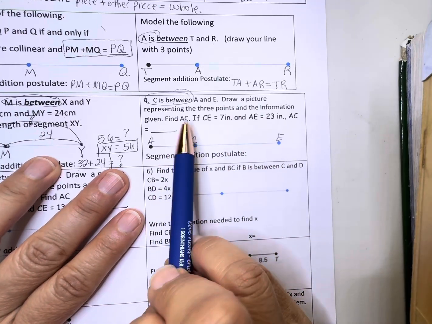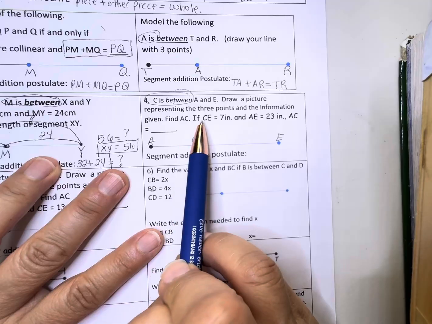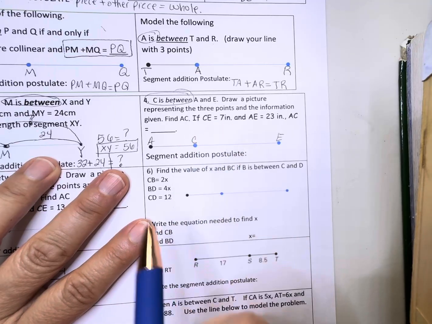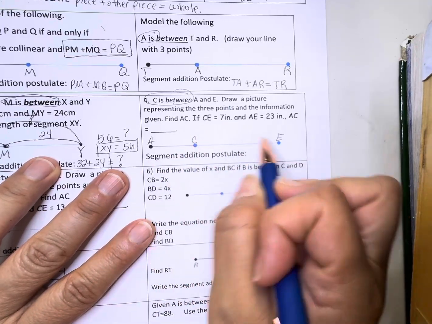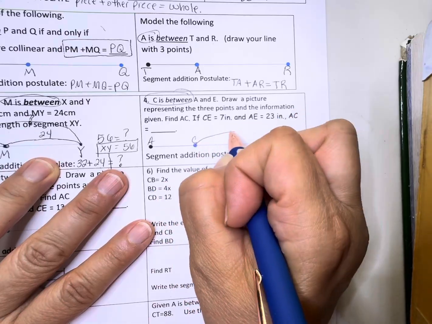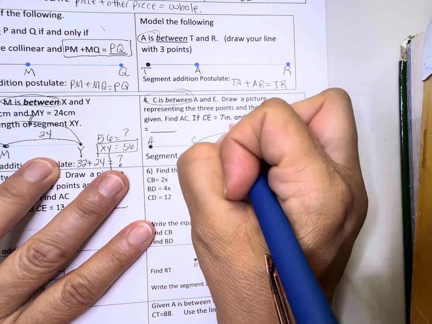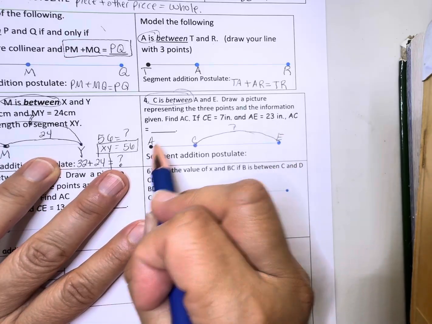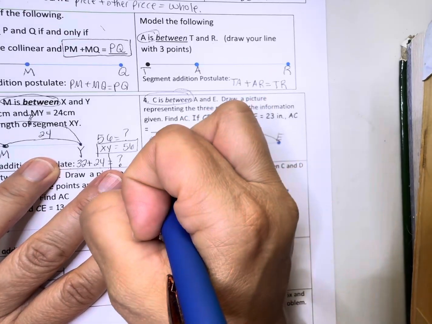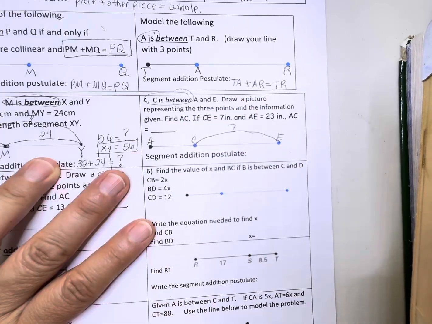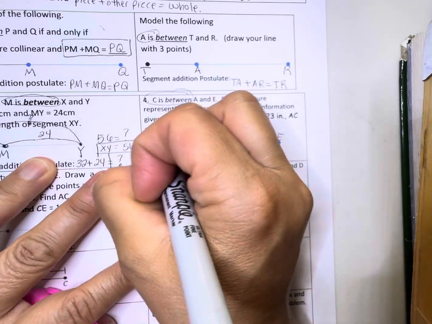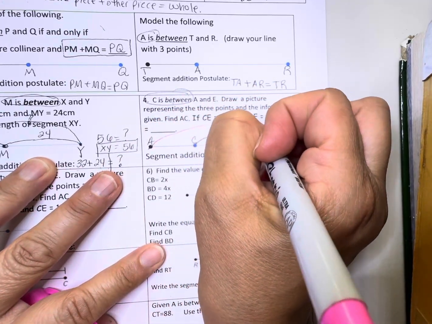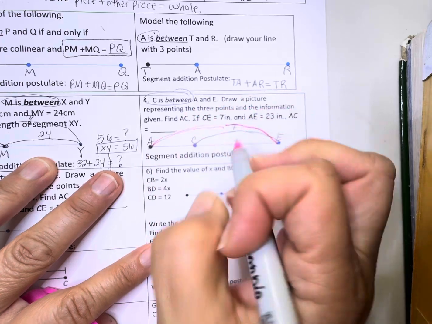And now we're going to put the information. Find AC. If CE is 7 inches. So CE. So here's C and here's E. So I'm going to draw the little rainbow from C to E, and that is 7 inches. And AE is 23. So A to E, that's the whole thing. We have to really be careful with this. What's the part and what's the whole? So AE, this whole thing right here, AE is 23.